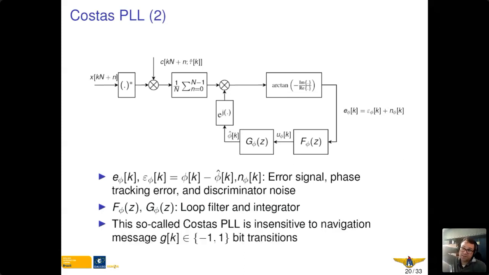The so-called, and this is from the title of this slide, you can see it's called Costas PLL, and this is because we're using the arctangent as the discriminator here, and it is insensitive to the navigation message bit. So you can estimate the phase without influence of the data bits, and that's very important if you want to work with data channels, but also with pilot channels.